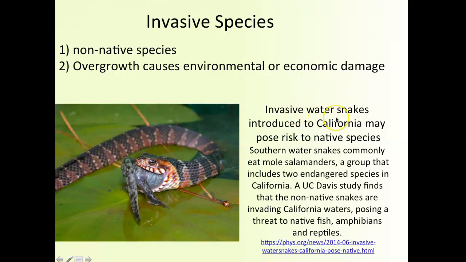So there's this invasive water snake introduced to California. Sometimes people just like exotic snakes and they'll just get them as pets, and then for some reason they'll decide they don't want the pet anymore and they'll just toss it outside into the world, and then their population starts to boom. So southern water snakes commonly eat mole salamanders, a group that includes 2 endangered species in California. A UC Davis study found that the non-native snakes are invading California waters, posing a threat to native fish, amphibians, and reptiles. So this non-native snake is really just eating its way through this ecosystem.